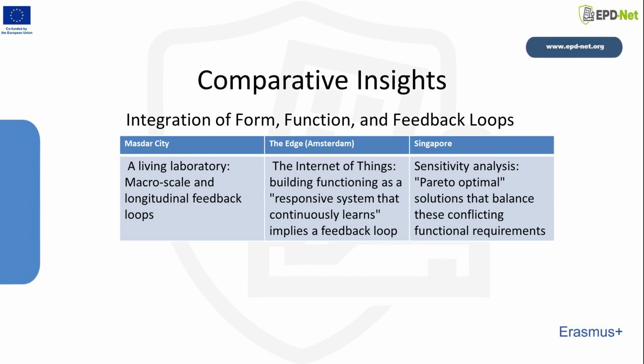Singapore, simulation loops. The integration of form and function is driven by sensitivity analysis. For instance, the study found that overhang projection has a positive correlation with thermal comfort but a negative correlation with visual comfort, daylighting. The feedback loop here is computational. The design team iterates through thousands of permutations to find the Pareto optimal solutions that balance these conflicting functional requirements without sacrificing the building's energy efficiency.